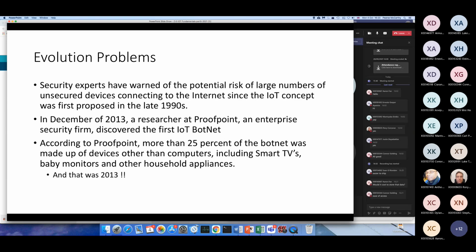This isn't new stuff. Security experts, and there's a couple of examples here, have been warning about this for years, all right? That if you have all these things and they are using modern designs, which are essentially Linux-based systems or some standard OS, and they're all connected, then you have a serious issue if they're unsecured. And as far back as 8 years ago, 2013, a researcher at Proofpoint claimed he discovered the first IoT botnet, and 25% of it was smart TVs, baby monitors, and other household appliances. And that was 8 years ago. Can you imagine what it is now?